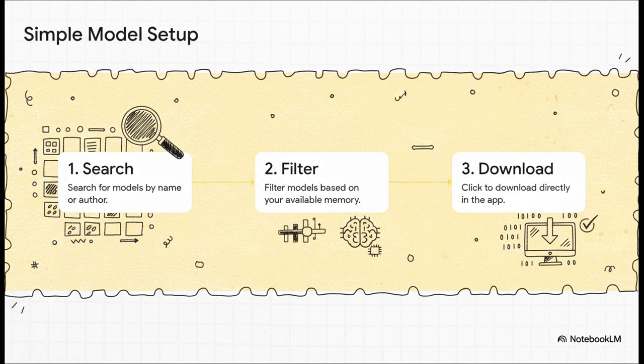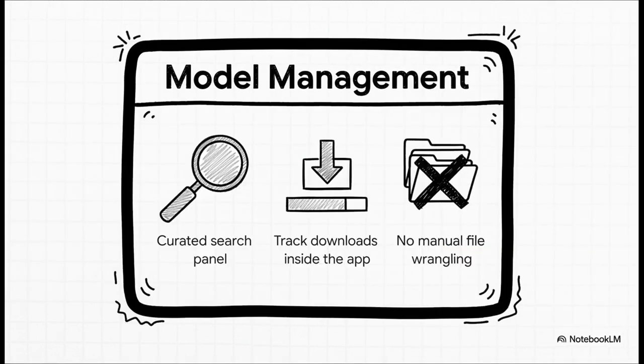Step 1, you search for models right inside the app. Step 2, and this is a really clever feature, you can filter them based on how much memory your computer has. That way you're not downloading something that's just going to grind your machine to a halt. And step 3, you find one you like, you click download. That's it. See, the whole shebang happens right there, inside the app. You can browse this curated list, keep an eye on your downloads, and totally skip the headache of manually moving these giant model files around. It just makes the whole thing so much more approachable, especially if you're new to this.